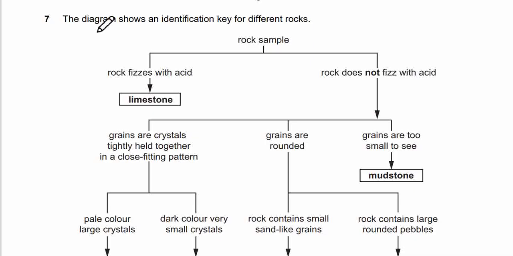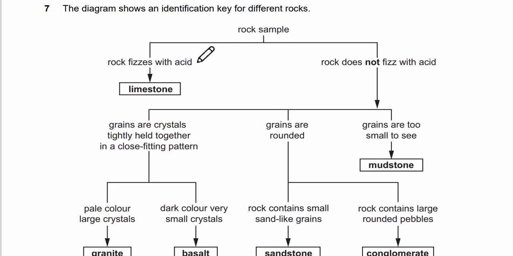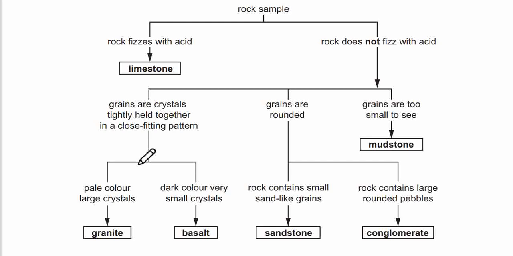Question 7. The diagram shows an identification key for different rocks. Rock sample: rock fizzes with acid, limestone. Rock does not fizz with acid, so there are 3, differentiate into 3. Grains are crystals tightly held together in a close fitting pattern. Pale color, large crystal is granite. Dark color, very small crystals is basalt.